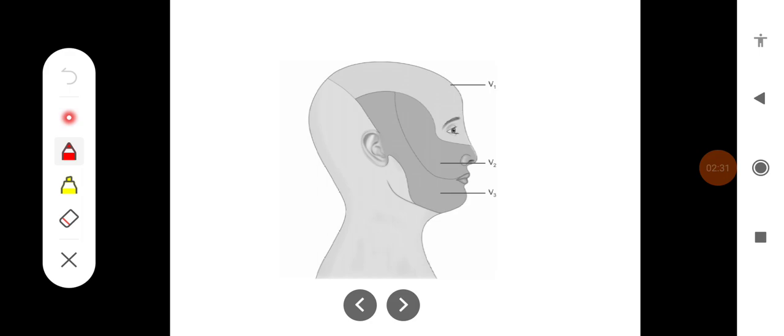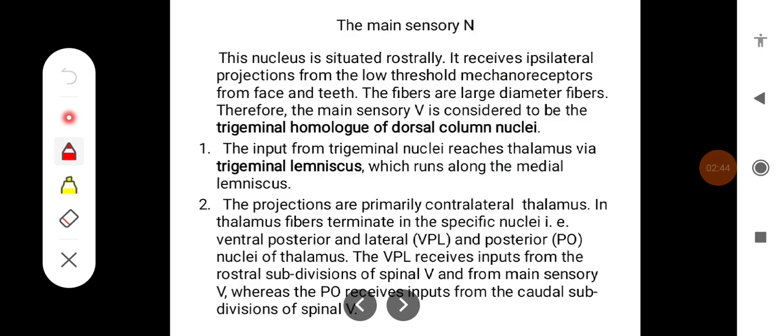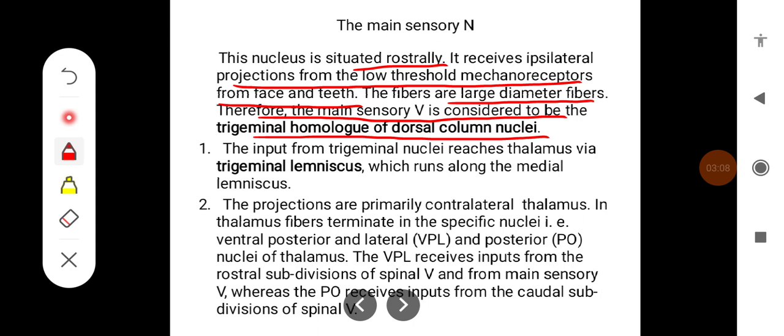This diagram showing the innervation of the subdivisions of trigeminal nerve, that is ophthalmic, second one is maxillary, and third one is mandibular. The main sensory nucleus is situated rostrally, and it receives ipsilateral projection from the low threshold mechanoreceptors from the face and teeth. The fibers are large diameter fibers, therefore the main sensory 5 is considered to be the trigeminal homologue of dorsal column nuclei.